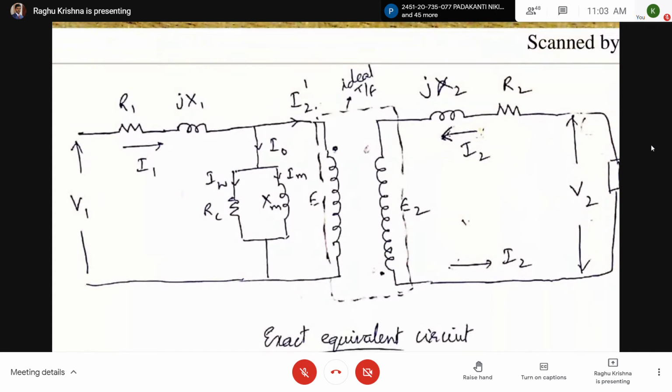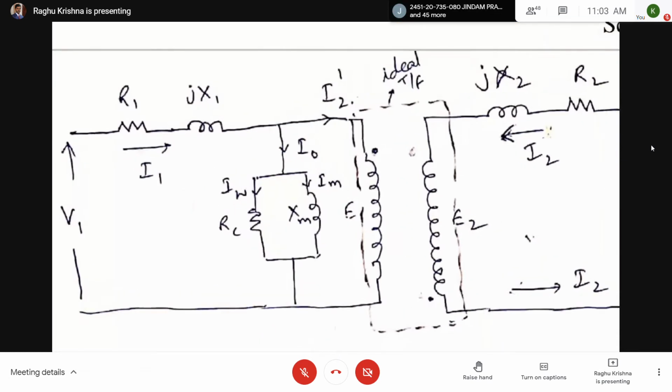So what is the current flowing through RC? IW is the current flowing through RC, and IW square into RC is equal to the core loss. Next, in an ideal transformer, what is the fourth point? Zero magnetizing current. But in a practical transformer, you require a magnetizing current IM to set up the magnetic flux. It is considered by the current IM.